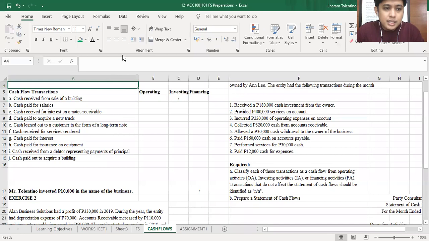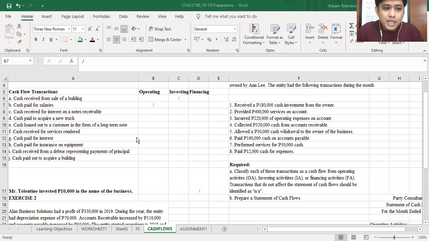Okay, next. Cash paid for salaries. Yan. Thank you. Tama na kayo. That's part of the operating activities. Thank you sa mga humahabol din.